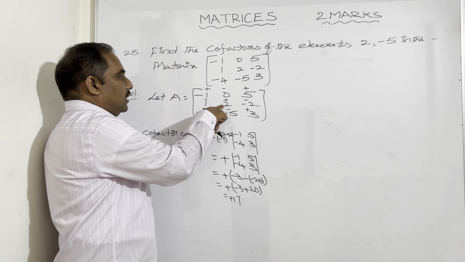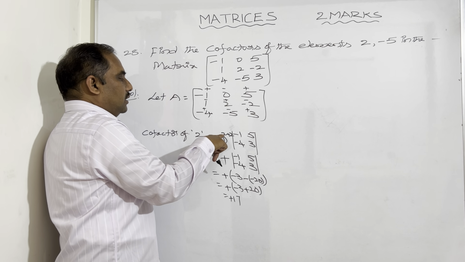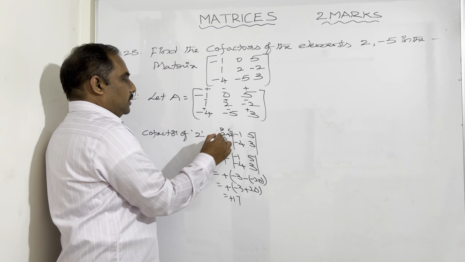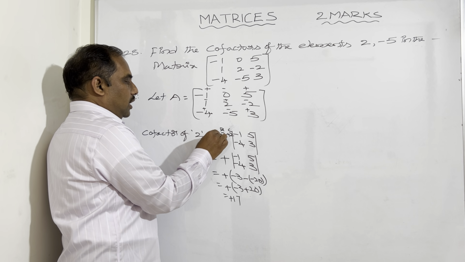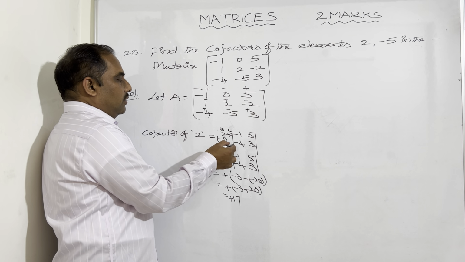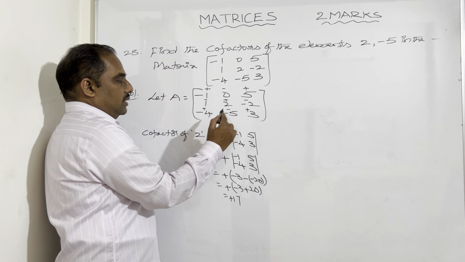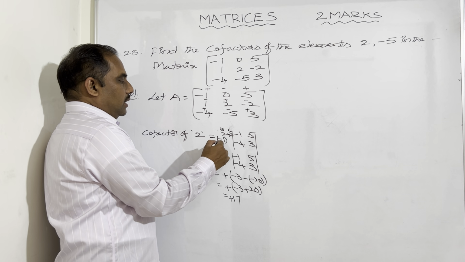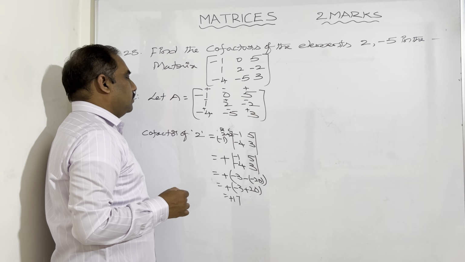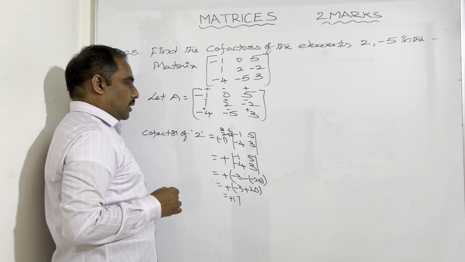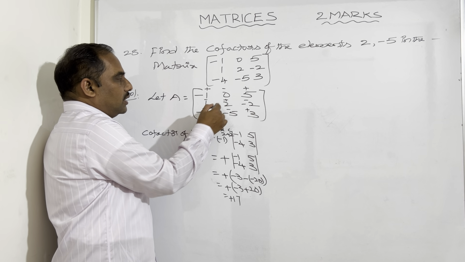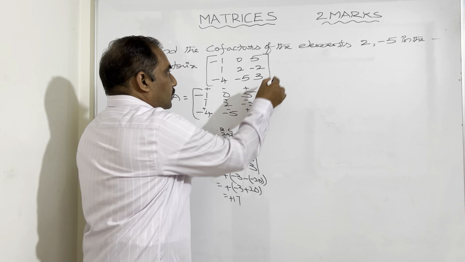Why plus 17? The 2 is present in the second row, this represents the row and this represents the column. So second row, second column, adding both of them, the minor is multiplied with minus 1 whole to the power of the sum of second row and second column, which becomes plus. Otherwise you can take directly plus also.